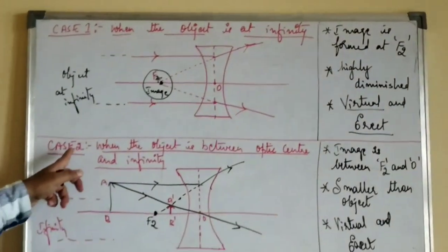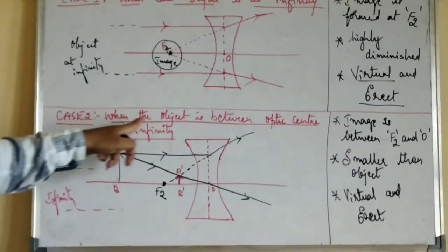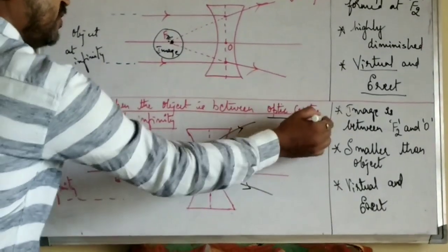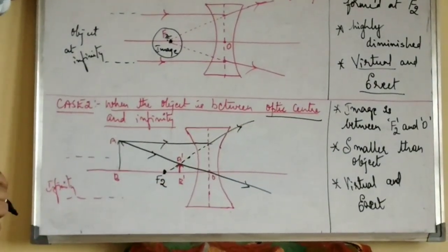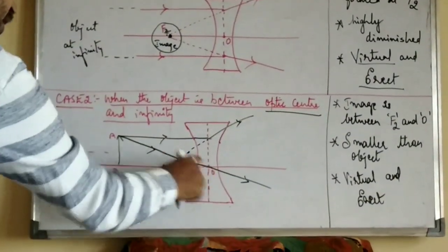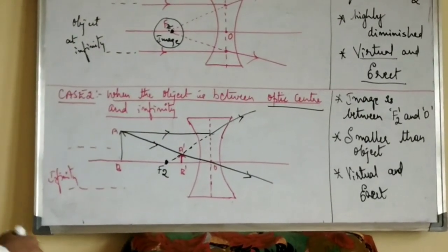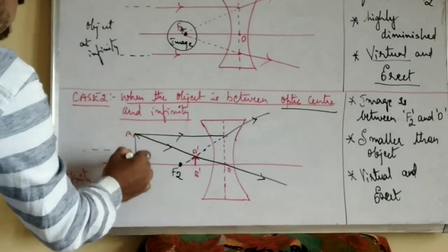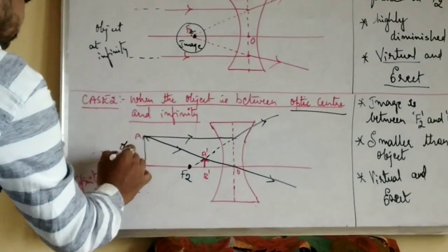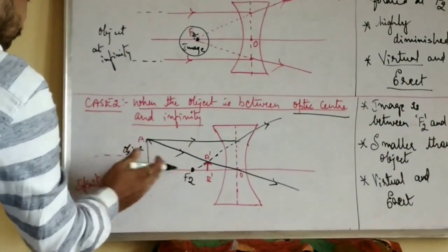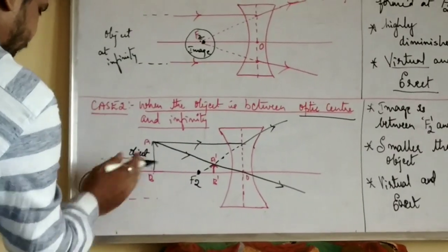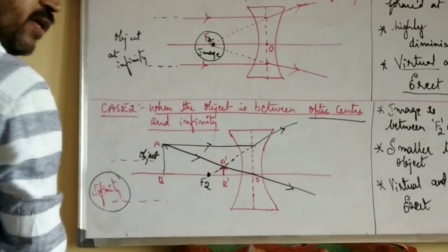Now moving to case 2. When the object is between the optical center and infinity, which means the optical center is O, and infinity means any distance in between, where the object is placed. Now see here, I have taken this AB, which is the object in between infinity and the optical center.